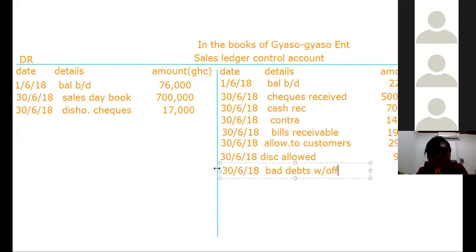So let me quickly, I'm in a hurry. If you look at the 30th, some checks were received. During the period, we had received checks to the tune of 500 from the customers we sold to. Then at a point, they returned some of the checks. The question is, if they have returned, is it increasing the indebtedness or reducing it? Increasing.